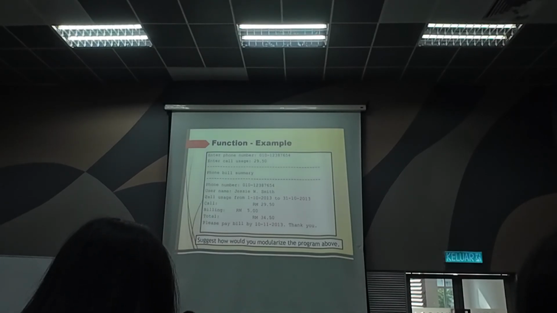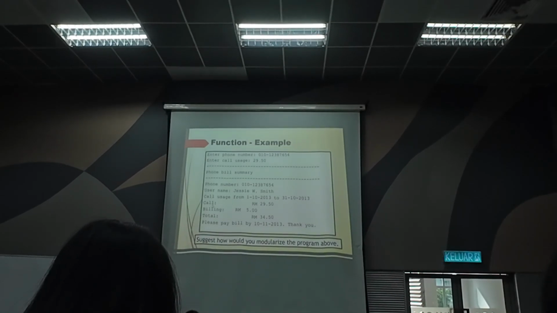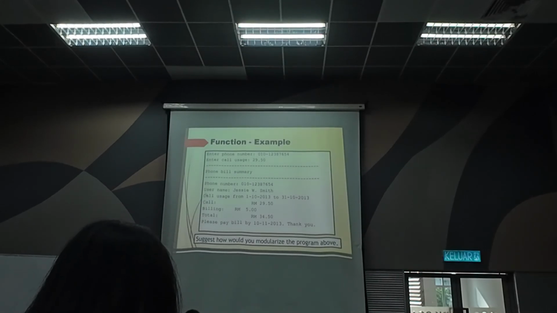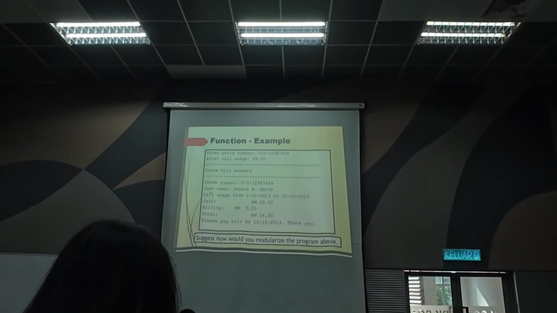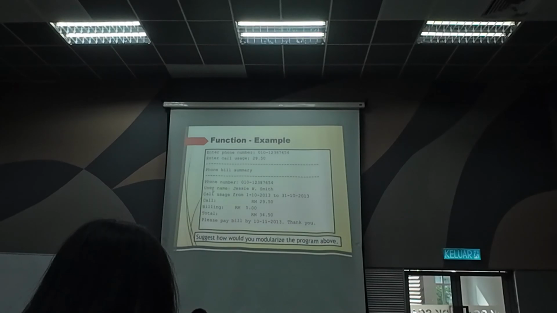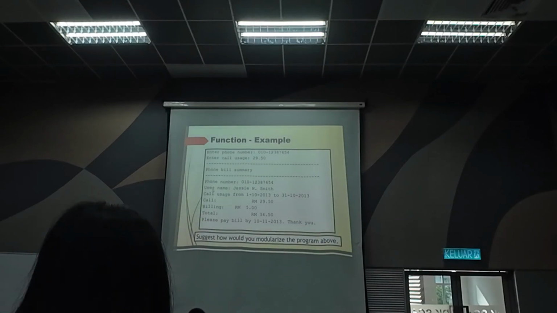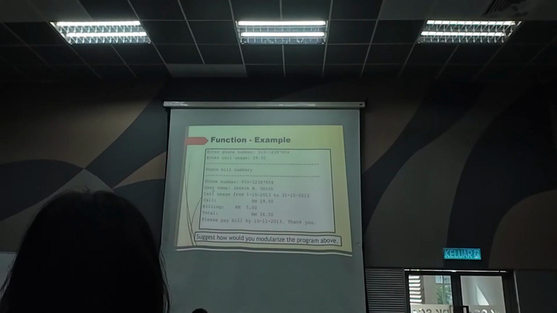Next is to do the calculations. I retrieve the call usage summary from the 1st of October to the 31st of October, and then my call, my billing, and also my total. This is my calculation part. The calculation part is considered as one function, which focuses on doing the process, the calculation, to generate the total for the program.